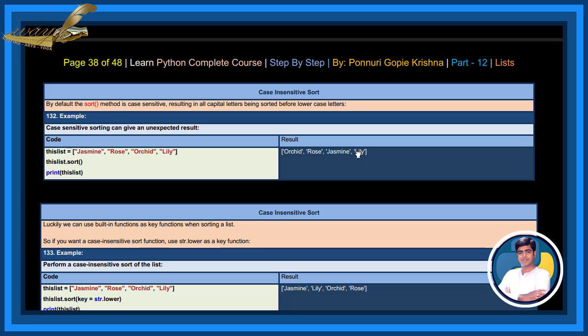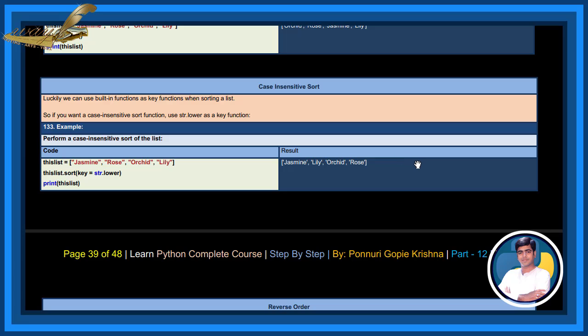Case insensitive sort. By default, the sort method is case sensitive, resulting in all capital letters being sorted before lowercase letters. See here an example: case sensitive sorting can give an unexpected result. Jasmine, rose, orchid, lily. See here: orchid, rose, jasmine, lily.